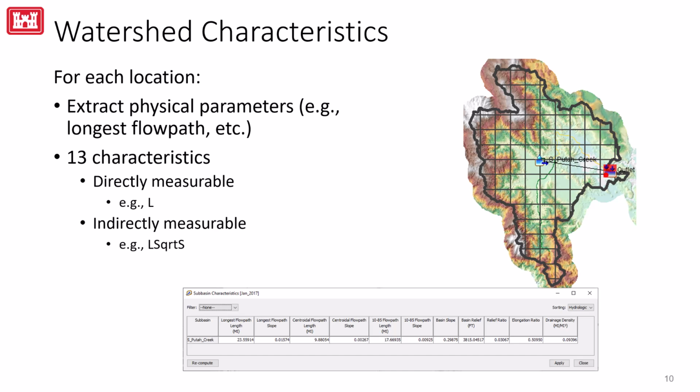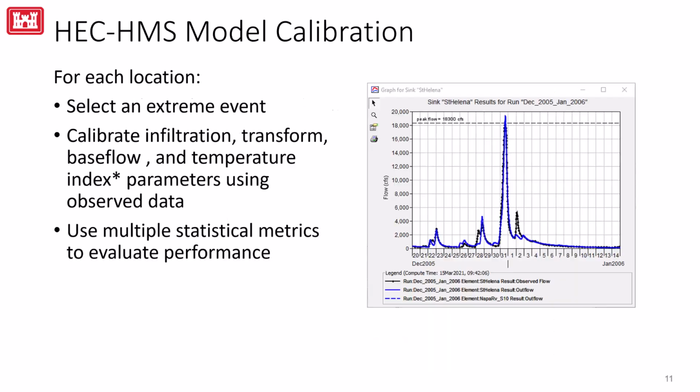HEC-HMS was utilized to extract these parameters for each location, and this was done in preparation for eventual use in the derivation of the regression equations, which each utilized one or more of these parameters. It was anticipated that DSOD were going to utilize these regression equations to estimate Clark unit hydrograph parameters to simulate extreme events within dam safety studies.